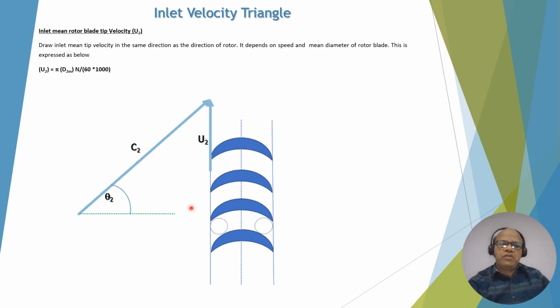Now the next step will be U2. It is nothing but the train velocity, in this case the moving blade velocity, the tip velocity. Tip velocity is calculated as pi D2 N upon 60 into 1000. This is U2. So this is the inlet mean tip velocity. Tip velocity is measured at the mean position of the moving blade.